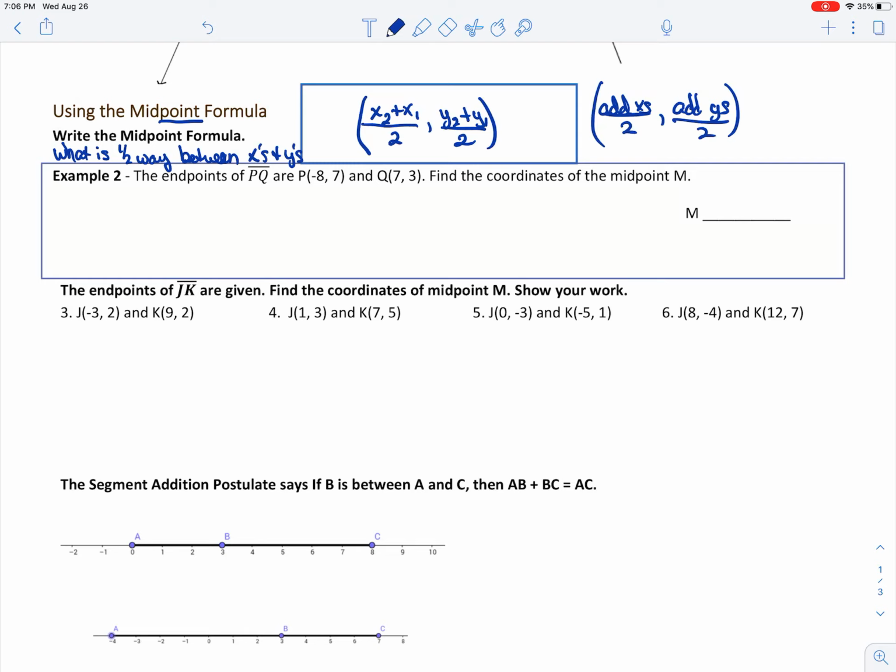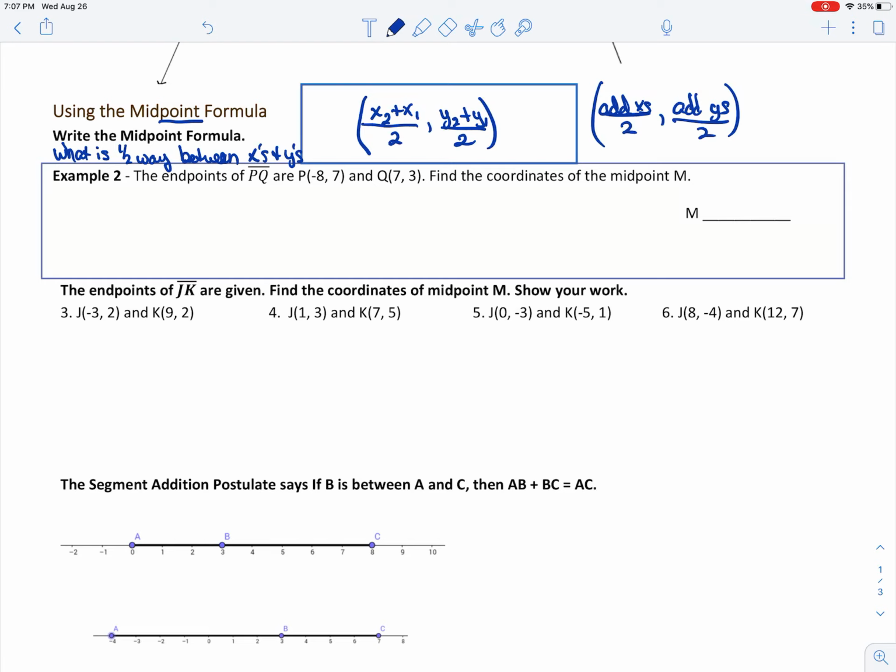So on example 2, again, we have a box here, so this is when we'll work together. We have the endpoints of segment PQ are negative 8, 7 and 7, 3. And we're supposed to find the coordinates of the midpoint. So you can ask yourself on a number line, what's halfway between negative 8 and 7? And what's halfway between 7 and 3? X's with x's and y's with y's. And that can help you get an answer.